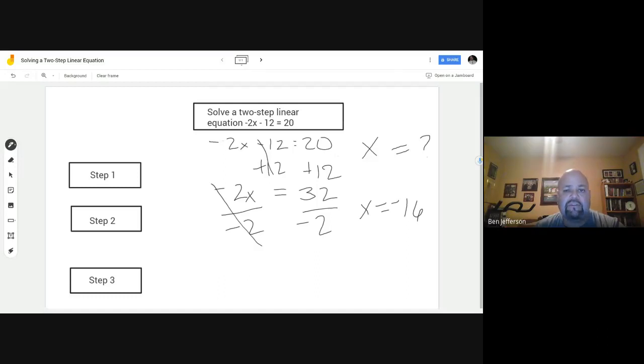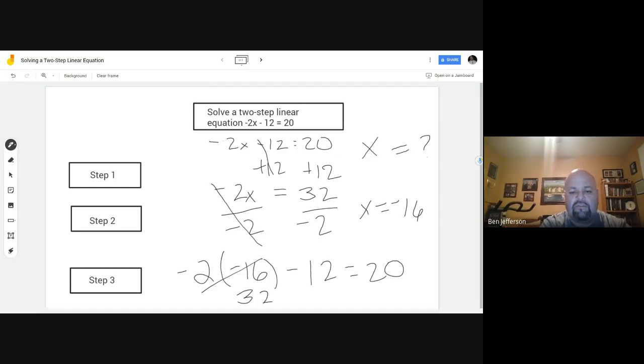So the last step is checking your work to see if you did the calculation correctly. I'm going to go ahead and do our original equation, but plug in the answer negative 16. So I have negative 2 times negative 16 minus 12 equals 20. Let's see if this works out. Negative 2 times a negative 16 is a positive 32. And then I'm going to drop the minus 12 down, drop the equal sign, drop the 20. And 32 minus 12, that's 20.